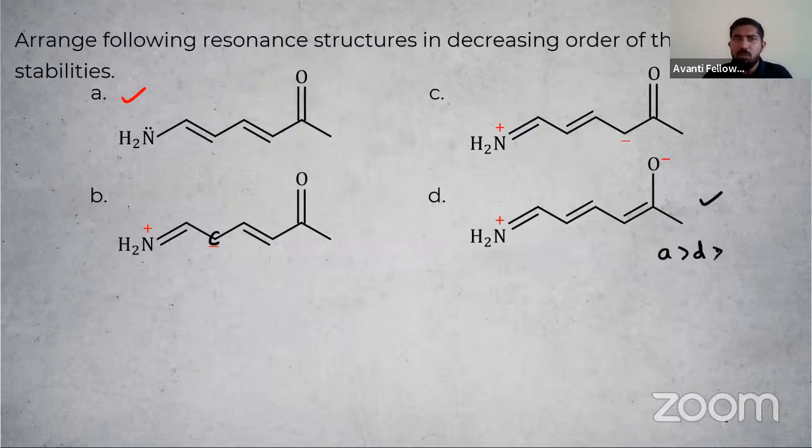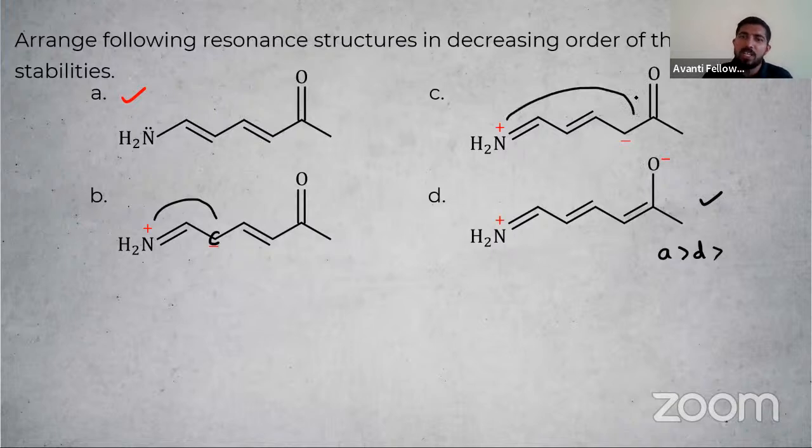Then B and C. What about B and C? Positive charge is present on nitrogen, negative charge on carbon, right? Opposite charges are present. So our next point is: if opposite charges are close to each other, then stability is high. Look here, plus and here minus. Here plus is here, minus is far away from that. So it has the least stability. So B is the next one. The last one is our C.